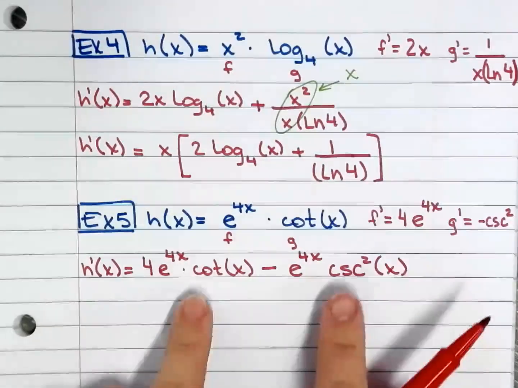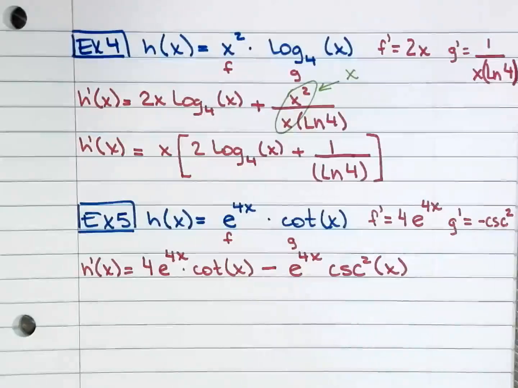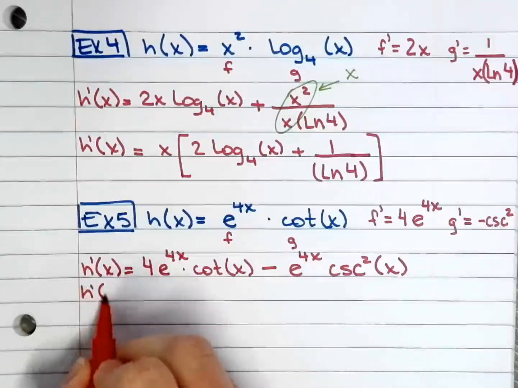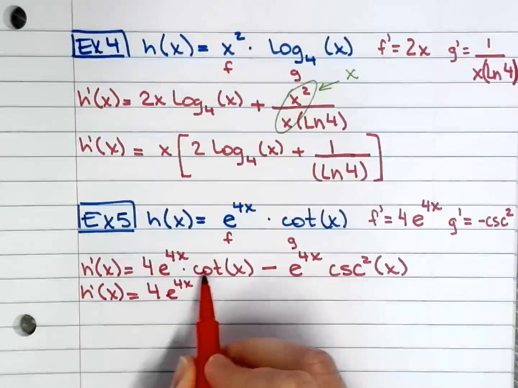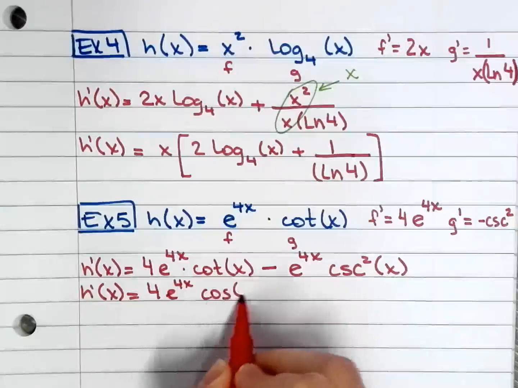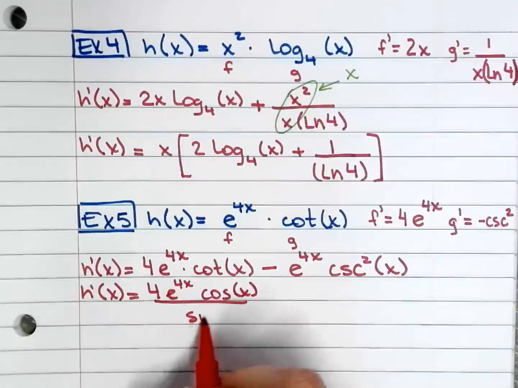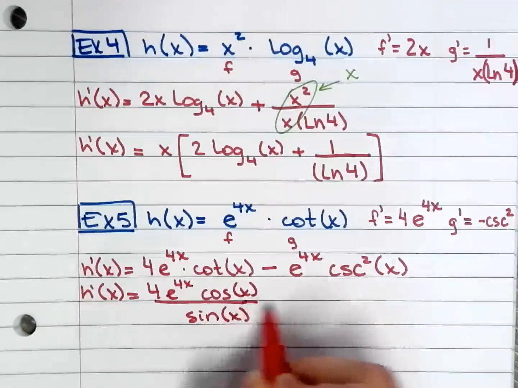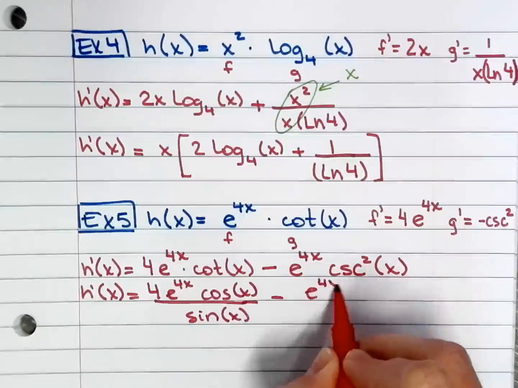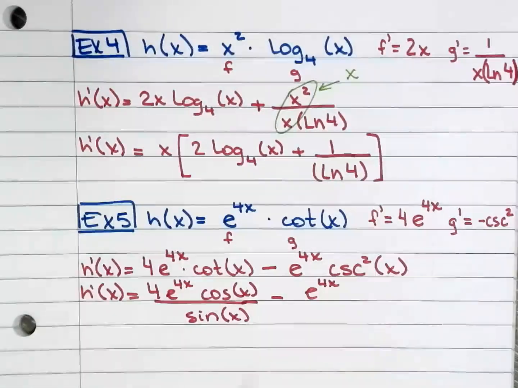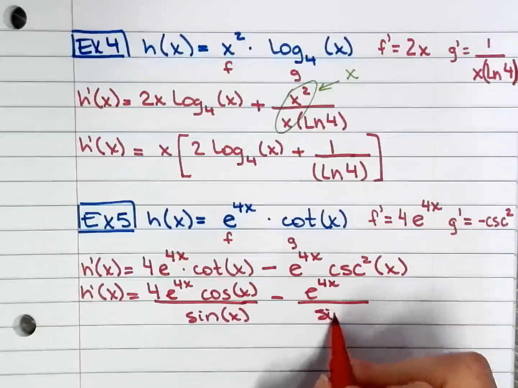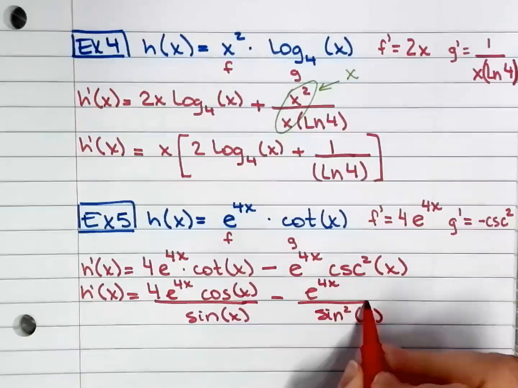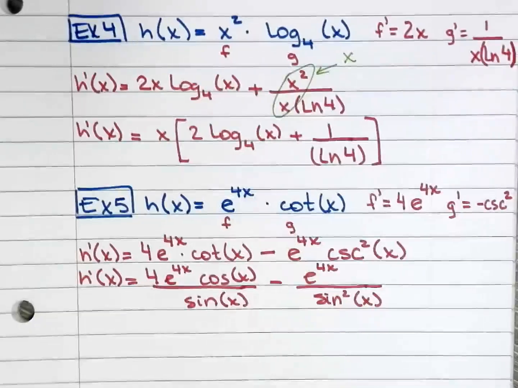So in the next step, I'll go ahead and rewrite the cotangent and the cosecant in terms of sine and cosine, and then I'll factor on the next step. So cotangent is cosine over sine, and cosecant is 1 over sine. Because it's squared, it's going to be sine squared. Okay.